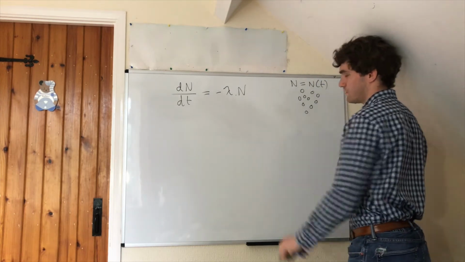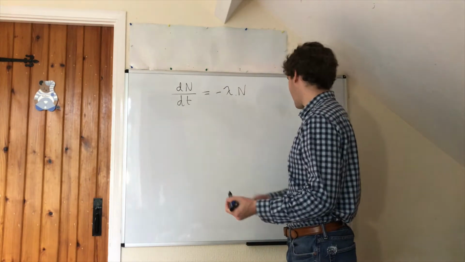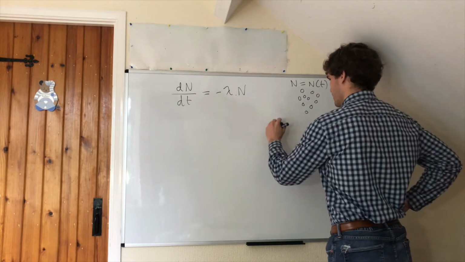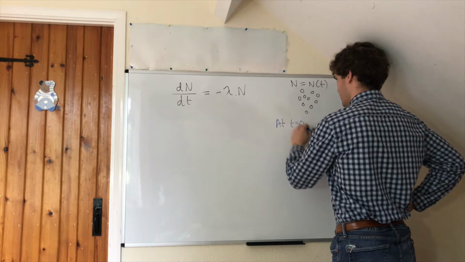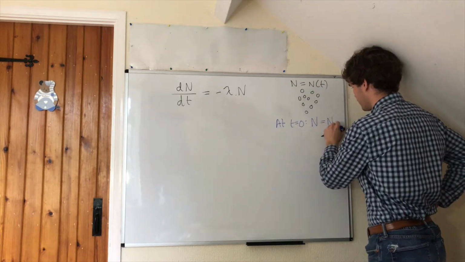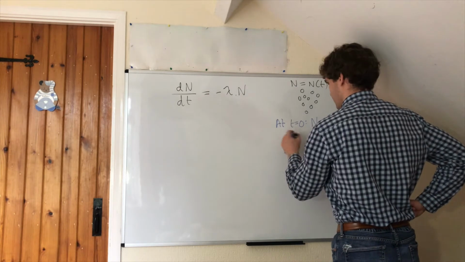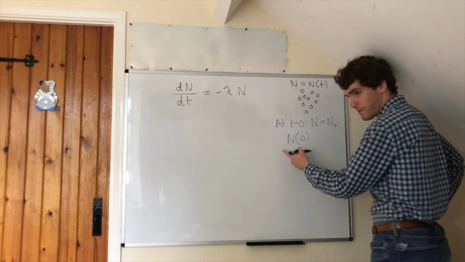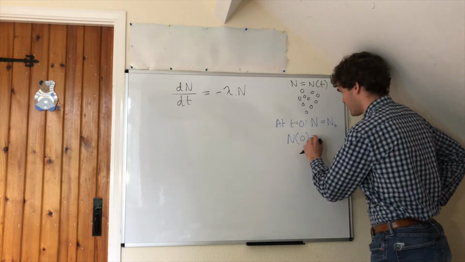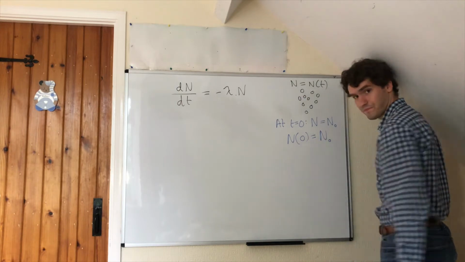So we're going to solve this differential equation, and we're going to have the initial condition that at t equals 0 we have n being equal to n naught. And it's more concise, it takes up less space, to simply write n of 0. So n when t equals 0 is equal to n naught.